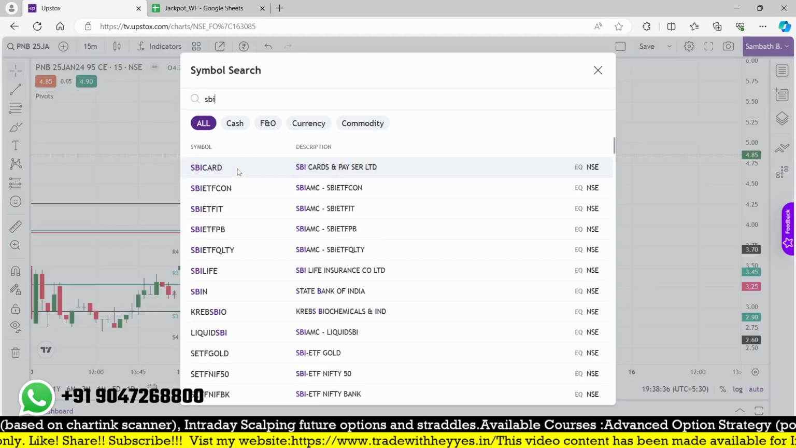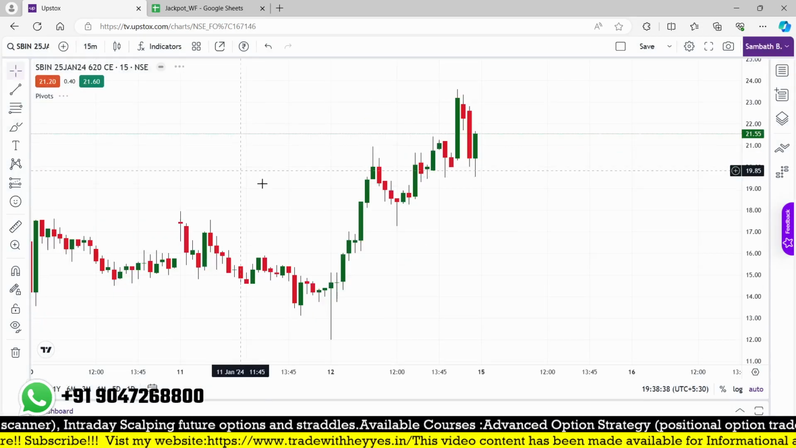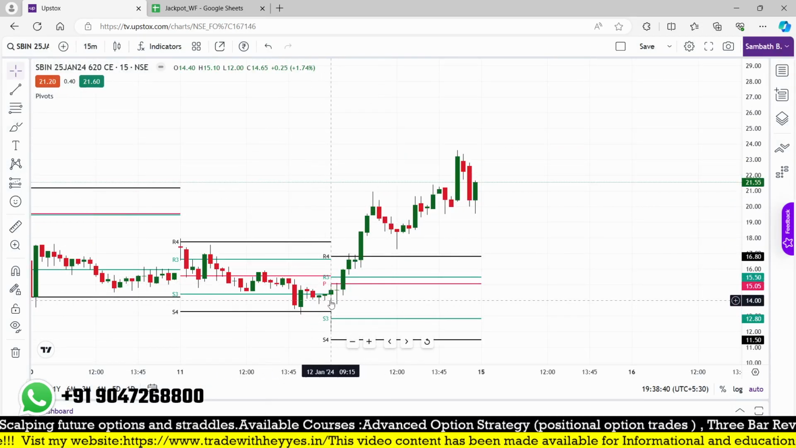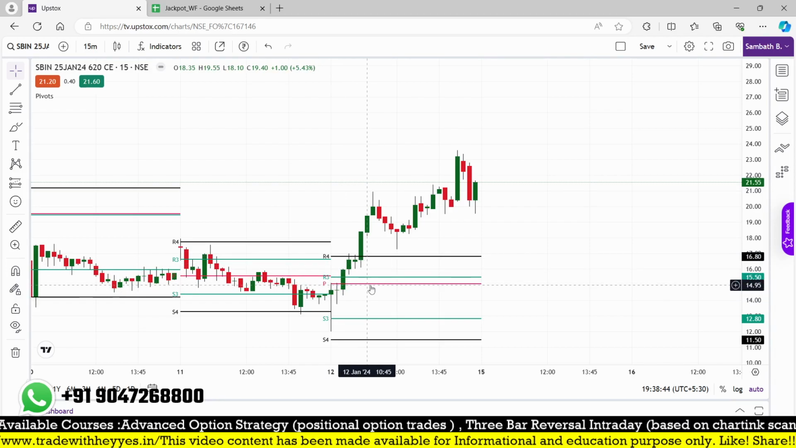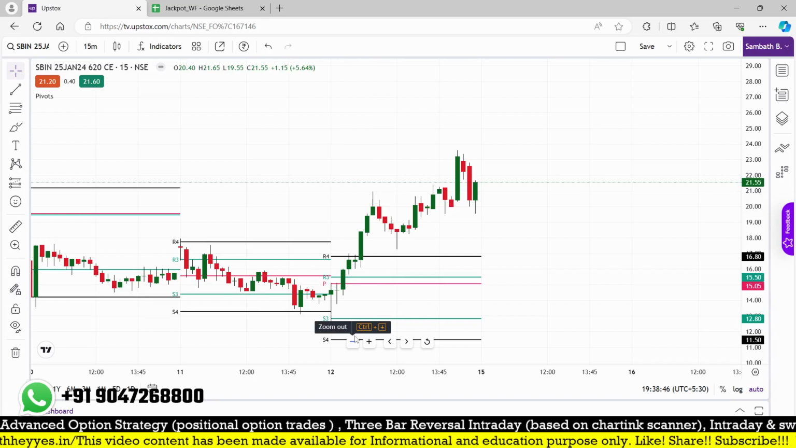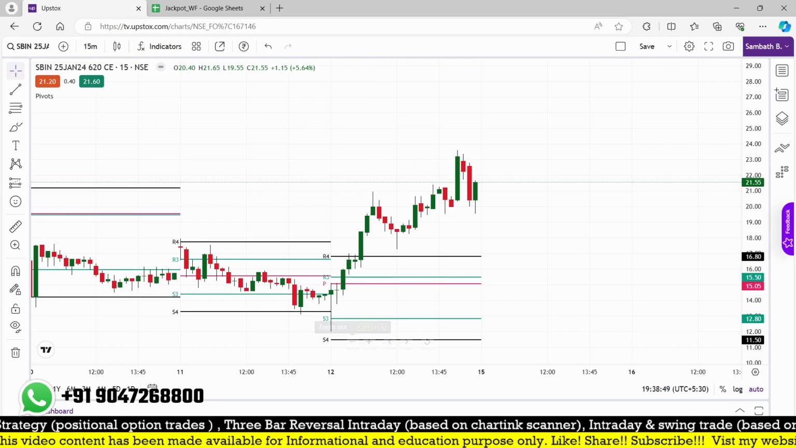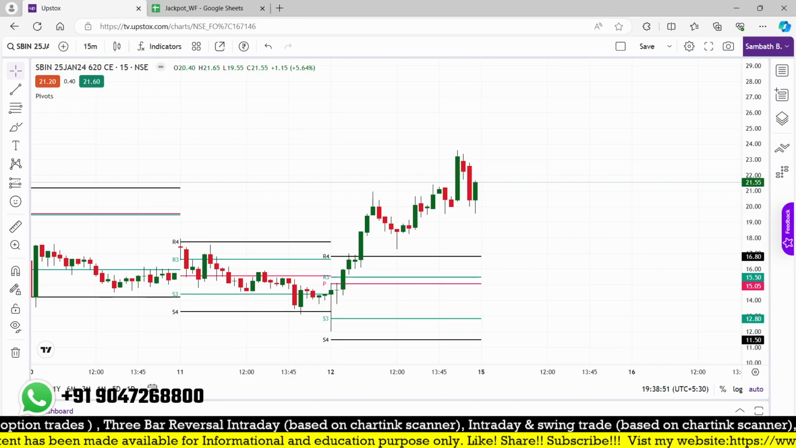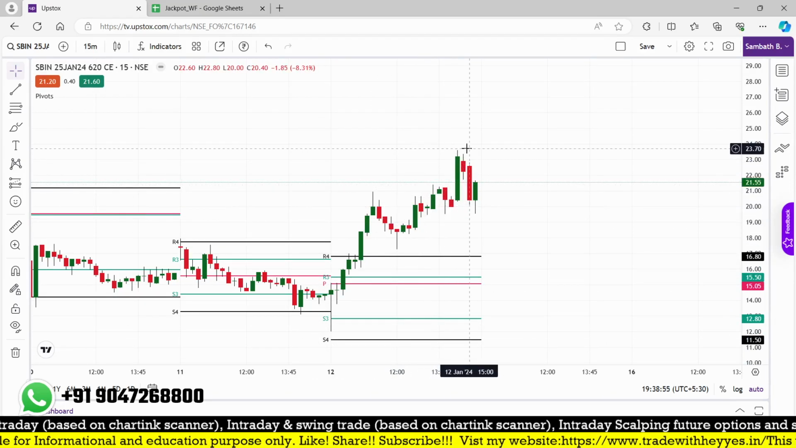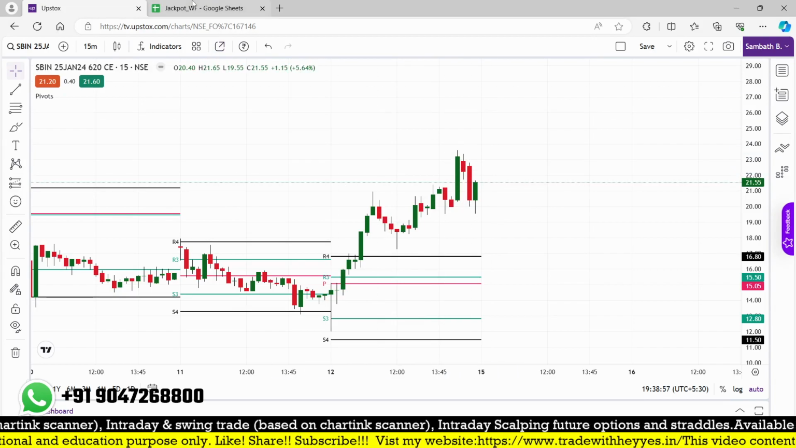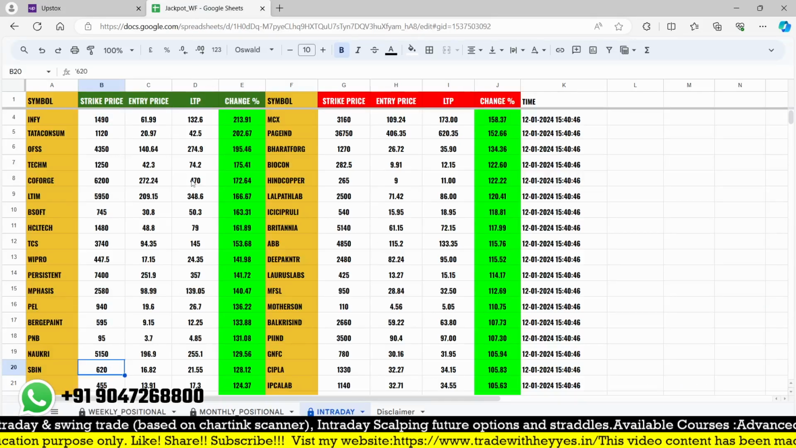Let me check whether the SBI 620 call option is here. You can look at this first candle, second, third, fourth candle. It is giving you the breakout. After the breakout, you can keep a stop loss below S3, R3, a pivot, or S3 or even S4. So it depends on your risk ability. It was 16 and it went up to a maximum of 23. This is the kind of intraday opportunity I am looking for.